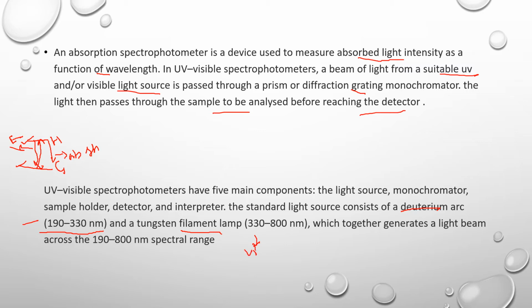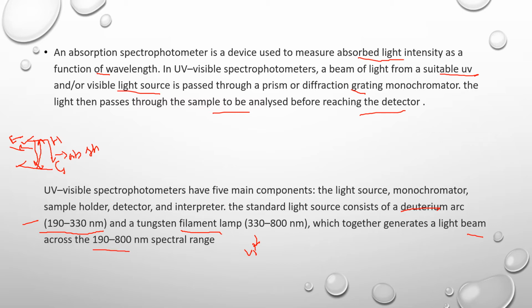If someone wants to use either UV or visible light, it can switch between the deuterium arc and the tungsten filament lamp. If someone wants to use both of these wavelengths, these lamps are used together to generate light beam across the 190 to 800 nanometer spectral range.